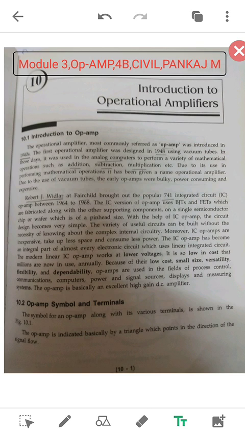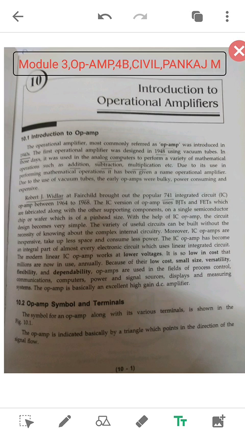And other advantages of the operational amplifiers are it operates on lower voltages, low cost, small size, versatility, flexibility, and dependability. These are some of the advantages of the operational amplifier.